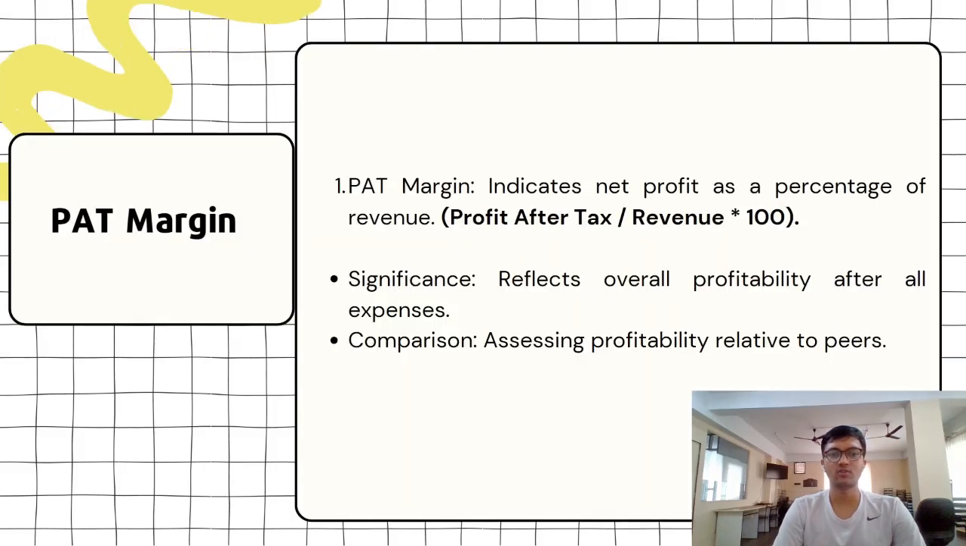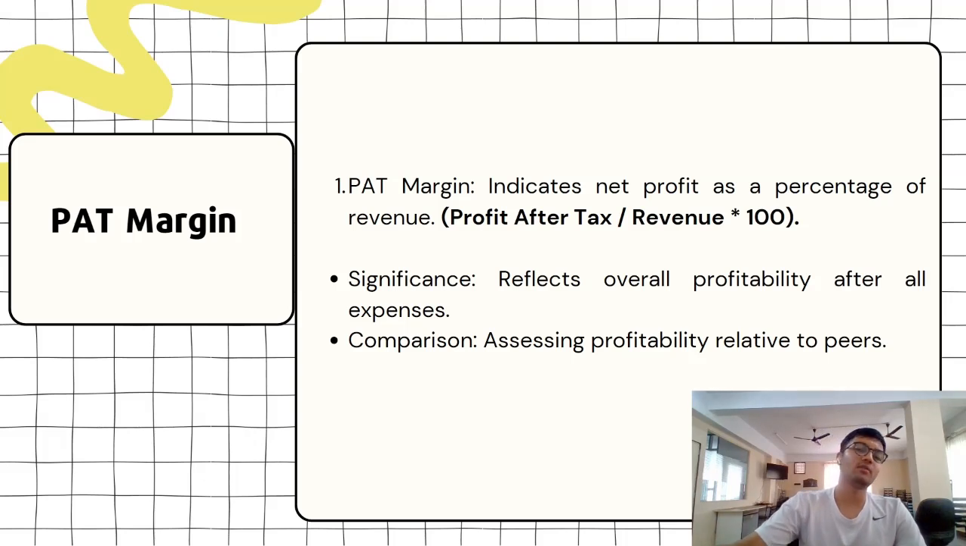The first profitability ratio is PAT margin. PAT margin indicates net profit as a percentage of revenue. So consider your profit after tax. We will have a figure, net profit from the P&L, and revenue, that is total income or revenue from the P&L again. In order to see how much the end profit is relative to the revenue, you will be able to achieve a PAT margin.